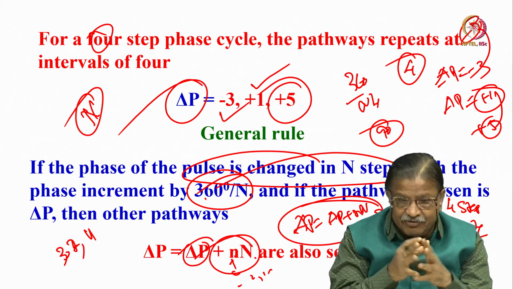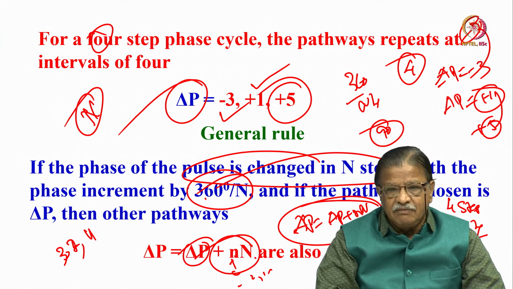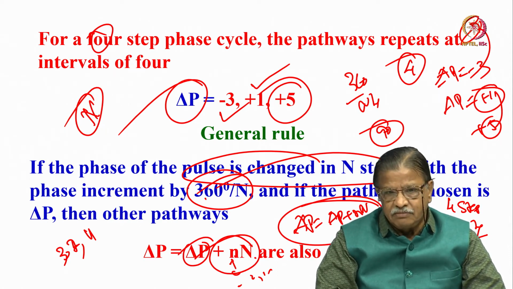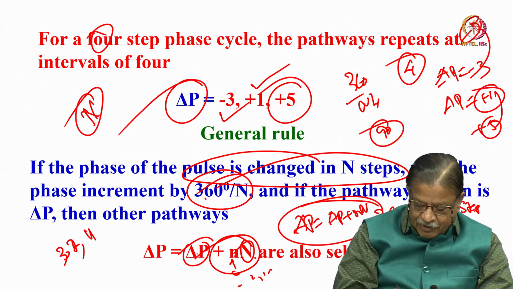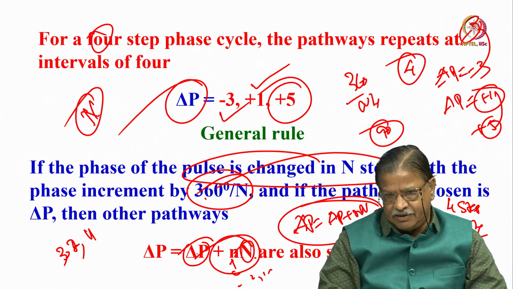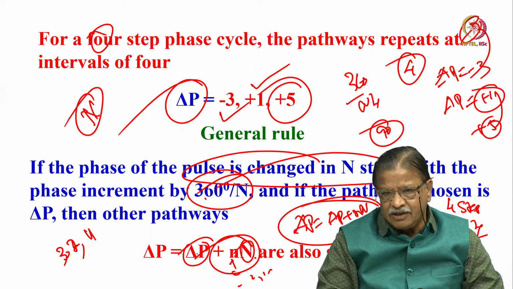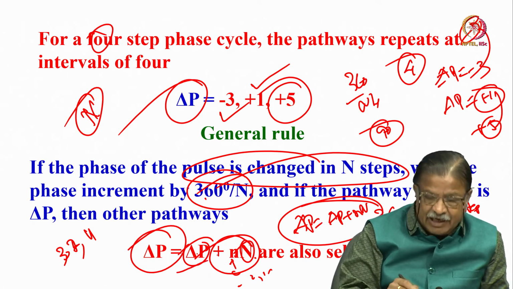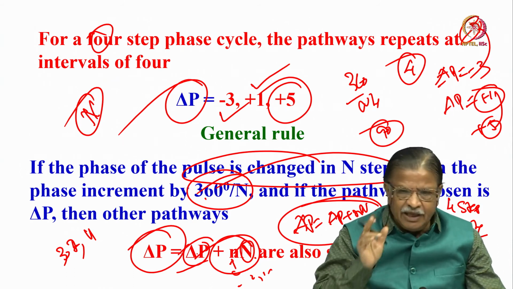If you want to select with the n-step phase cycling, the n steps correspond to 360 by n. Let us say N is equal to 2. Then delta p is equal to n into 2. So you can select 2, 4, 8, 6, everything it will select. So all other pathways which are available, coherent orders if present, it will select all the pathways which satisfy delta p equal to delta p plus n into N. They also will be chosen. That is the general rule.